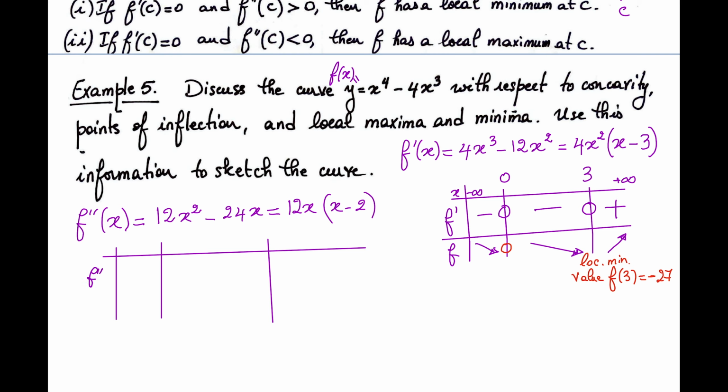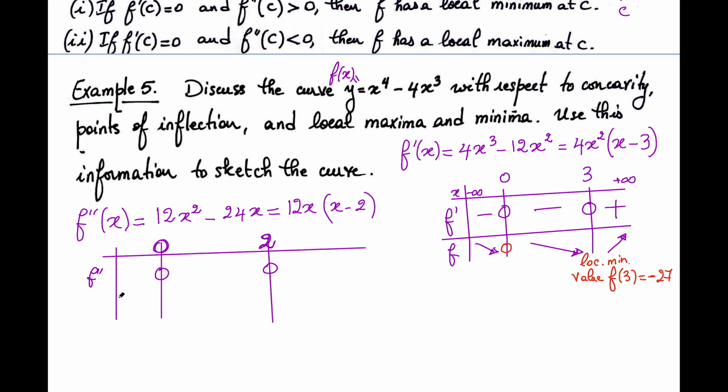f double prime has how many points that annihilate it? There are two, 0 and 2. f double prime is 0 here and here. Makes sense? We want to see the sign of f double prime. If you see it, great. If you don't see it, we're going to build the table of variations that we used to do before.